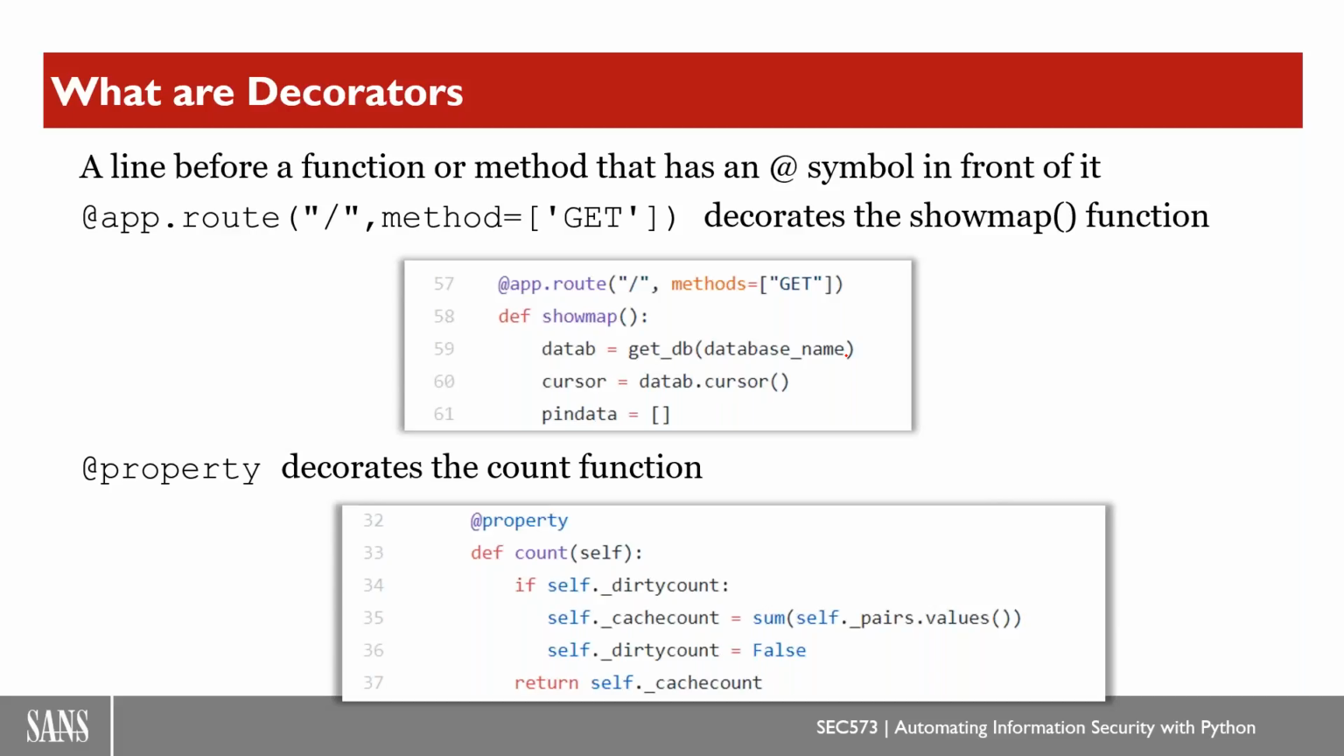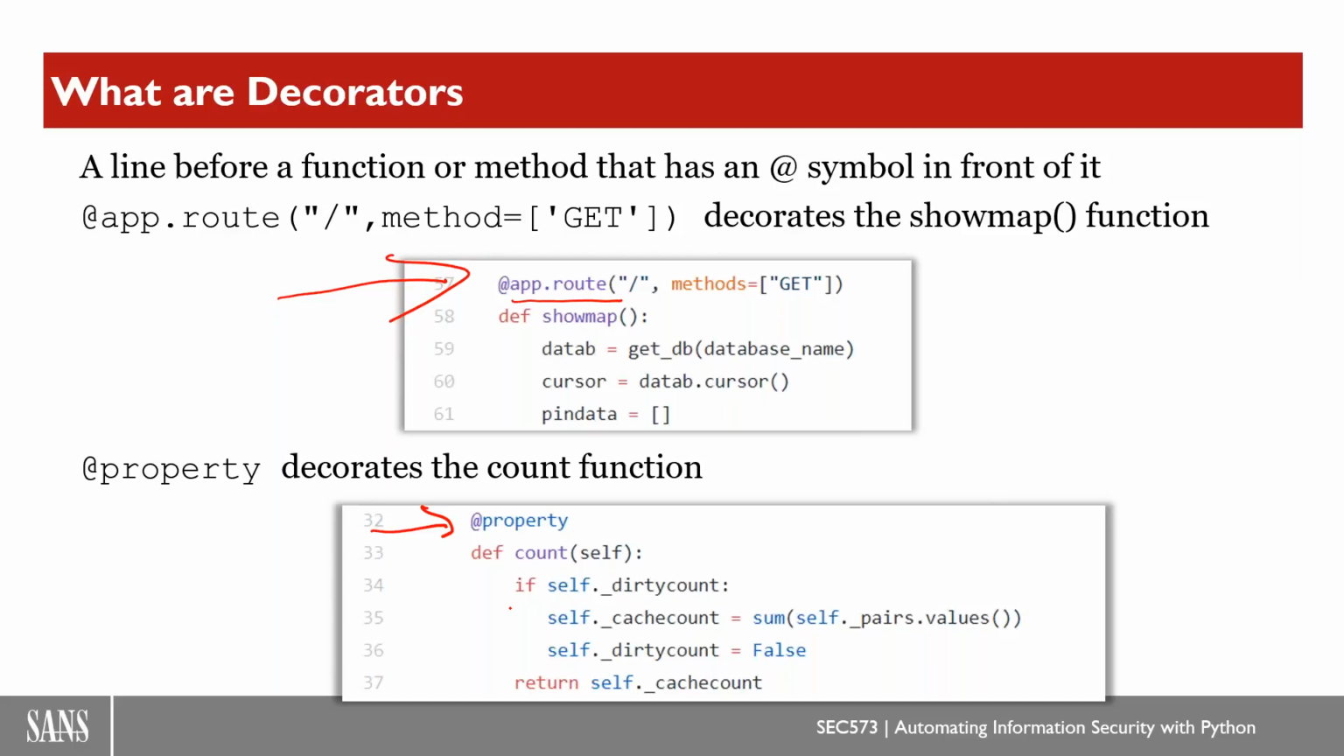So what are decorators? You probably have seen these things before if you've ever looked at Python code. They're frequently used in web application development or web application frameworks. For example, this is a line of code that you might see in a Flask web application, where we have this @app.route and then some arguments after that. This is an example of a decorator. In this case, app.route is a function that is decorating this show maps function. Here's another example of a decorator, where we are using the property function to decorate the count function.